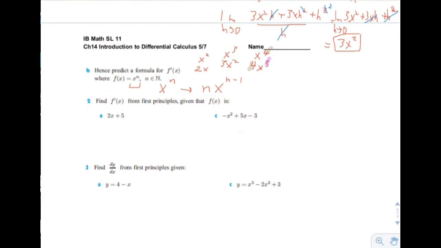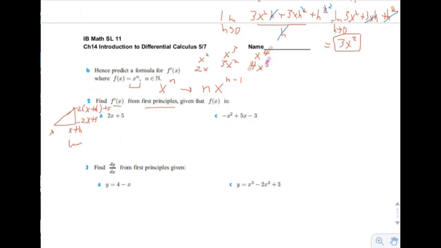So now let's find the derivative of the function f from first principles, which means we make the little triangle, given that f of x is, and they give us a couple of examples here. So let's do the first one. We have a triangle, and again, the x coordinates are x and x plus h. And this bottom coordinate would be, we're going to plug in x in the expression, so we're going to have 2x plus 5. And then the top one, we're going to plug in x plus h in the expression, so we're going to have 2 times x plus h plus 5. Okay? And then we're going to find the slope of this.